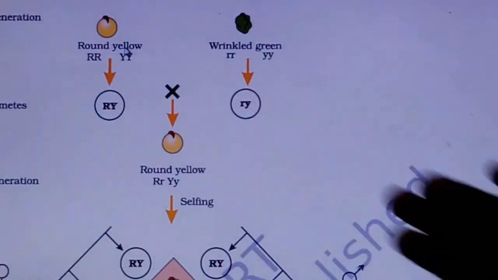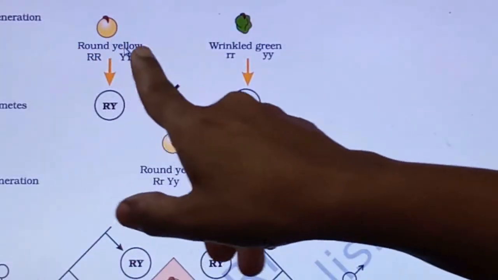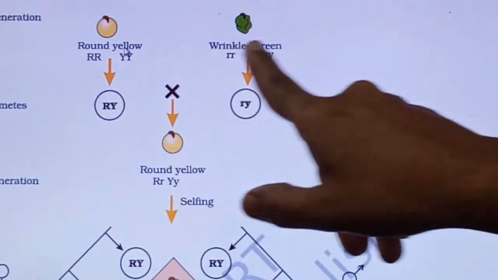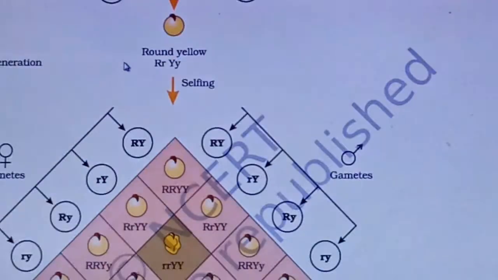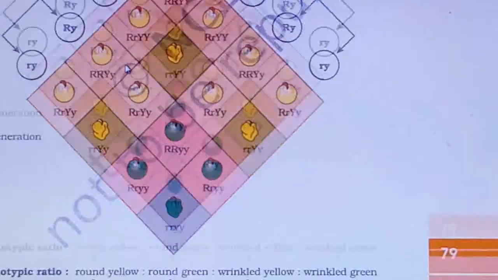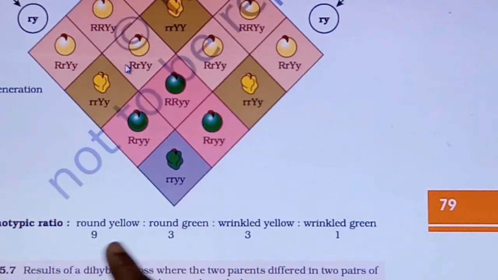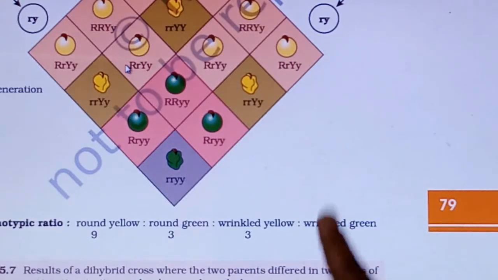So you have to prepare this cross: round yellow seeds crossed with wrinkled green seeds. Whatever result has come in the second generation, you have to keep in mind, and it is always 9:3:3:1. Now I will tell you how to remember this.